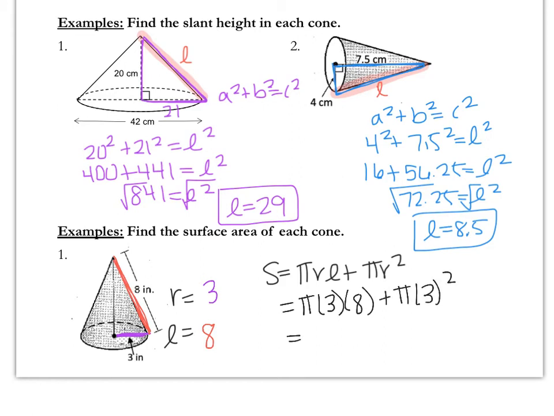And these are very similar to the cylinder. We're going to multiply first. We get 24 pi. And then 3 squared is 9. That's 9 pi. Then we're just going to leave this in pi form. So you just got to add those together. You get 33 pi inches squared. Okay?